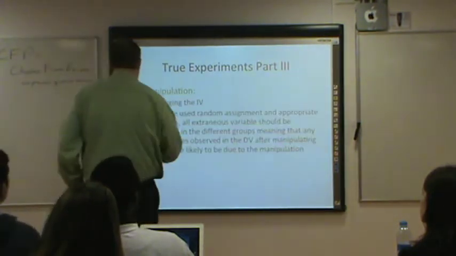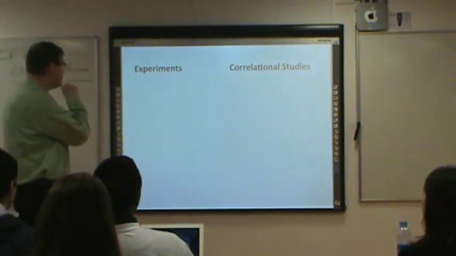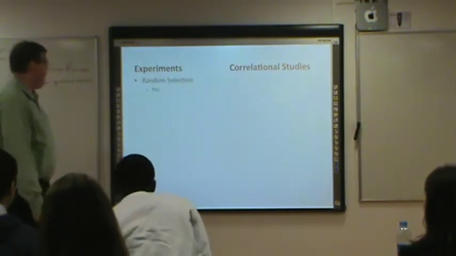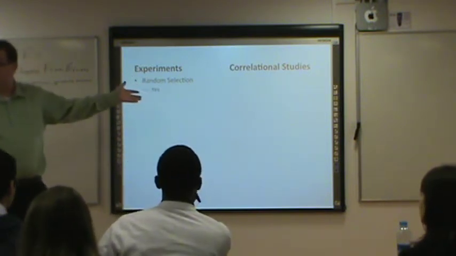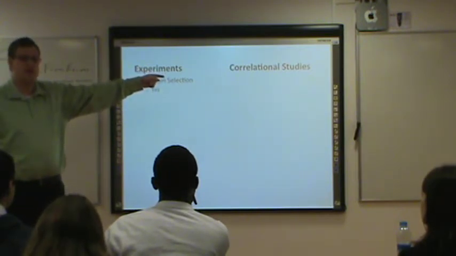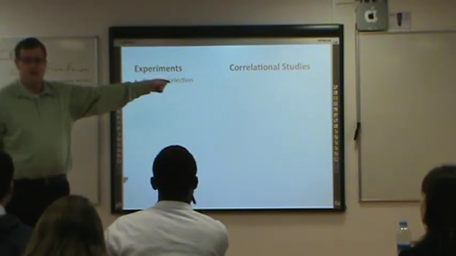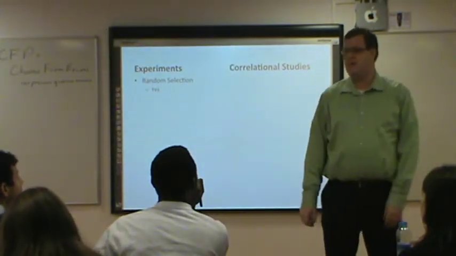All right, so differences between experiments and correlational studies. We can look at random selection. We talked about having random selection in experiments. Do we have random selection in correlational studies? Can we have random selection in correlational studies? No, they have to be related. It says you have to be related somehow, but I don't know if I buy that.